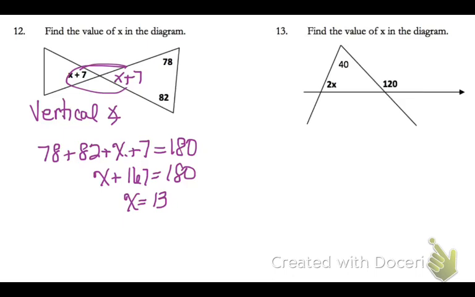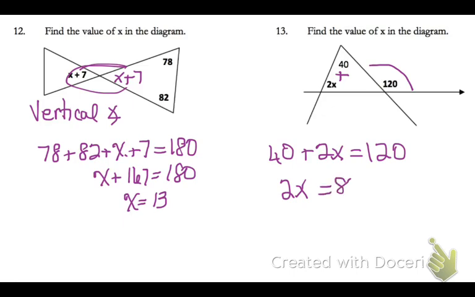In problem 13, we learned that an exterior angle, which is what 120 is, equals the sum of the two interior angles that don't touch the exterior angle. So I can say 40 plus 2x equals 120. There we go. So I'm going to set that up, and I'm going to get that 2x equals 80, and therefore x equals 40.